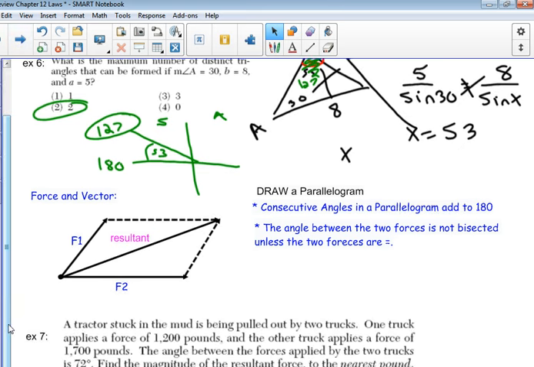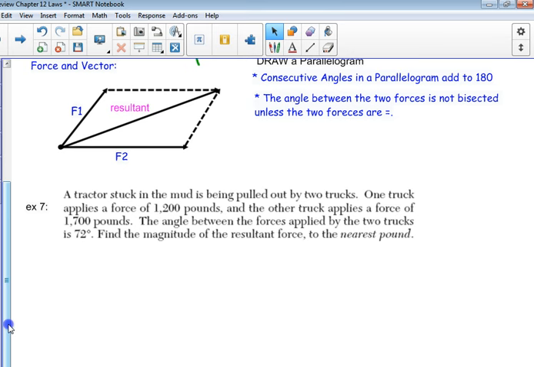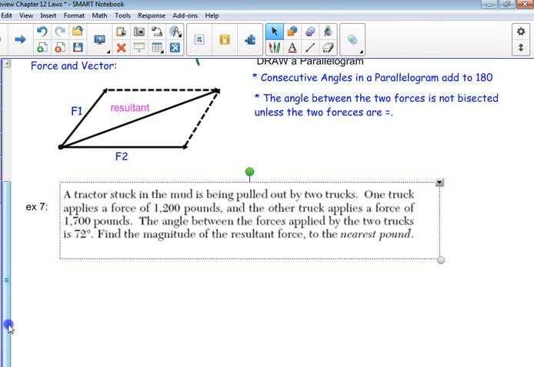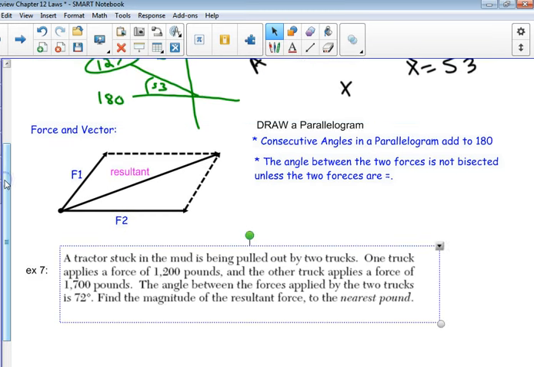Moving on. Alright, force vectors. These don't come up a lot, but when they do come up, if you don't know them, you're kind of screwed. Alright, so with force and vector problems, what we want to do is use the properties of a parallelogram. So we made our two forces, force 1 and force 2.